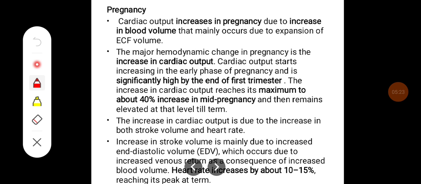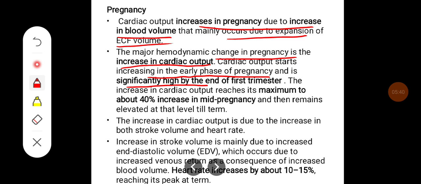The cardiac output increases in pregnancy due to increase in blood volume. That mainly occurs due to the expansion of the extracellular fluid volume. The major hemodynamic change in the pregnancy is the increase in the cardiac output. The cardiac output starts increasing in early phase of pregnancy and is significantly high by the end of first trimester.